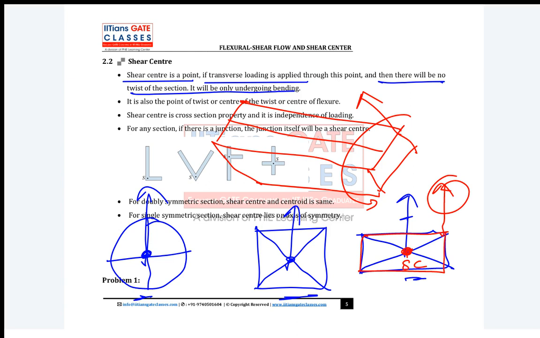Is this point clear to everyone? So what is the shear center? Shear center is a point such that if transverse loads are applied through that point, in the section there will be no twisting, it will only bend.